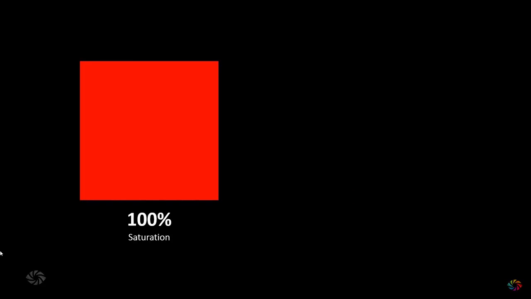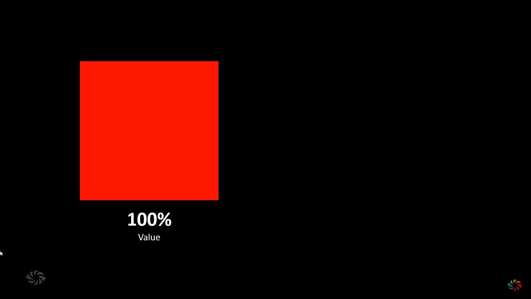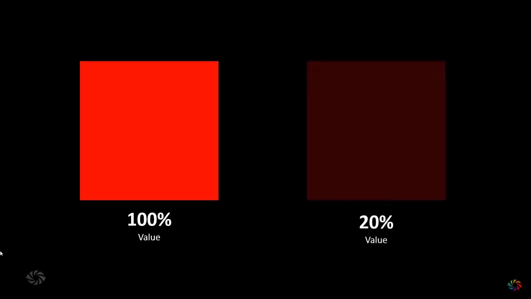So, let's have a look at these. On the left here, 100% saturation, really hard to look at. But tone it down to 20% and it becomes almost a pink fleshy color. Again, I haven't adjusted the color at all, but just changing the saturation gives you very different results. Let's try it again with value. 100% on the left, 20% on the right. You can almost barely see it. So that's adjusting the brightness of the color basically. So you can see that it now looks more like a muddy brown than a red.